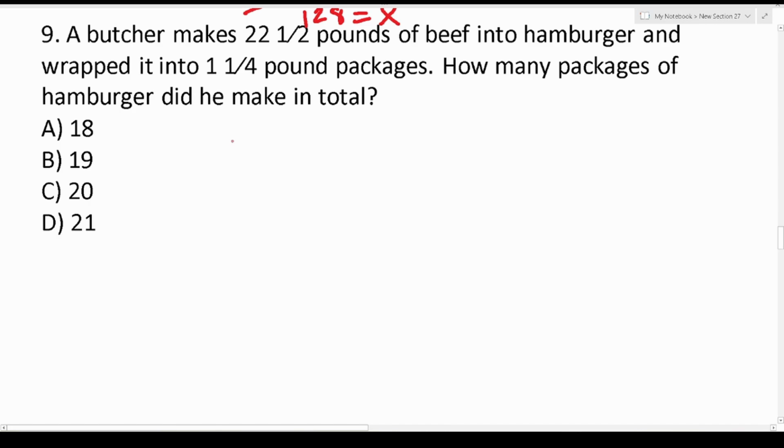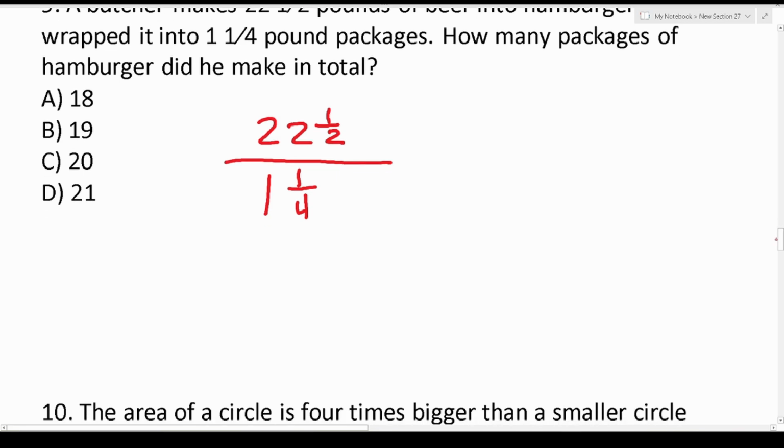All right, number 9 says a butcher makes 22.5 pounds of beef into hamburger and wrapped it into 1 1/4 pound packages. How many packages of hamburger did he make in total? So this one is going to be pretty easy. We're just going to take 22 and 1/2, and we're going to divide that by 1 1/4. Again, he has 22.5 pounds of beef that he's making into 1 1/4 pound packages. Okay, so we're going to do division here.